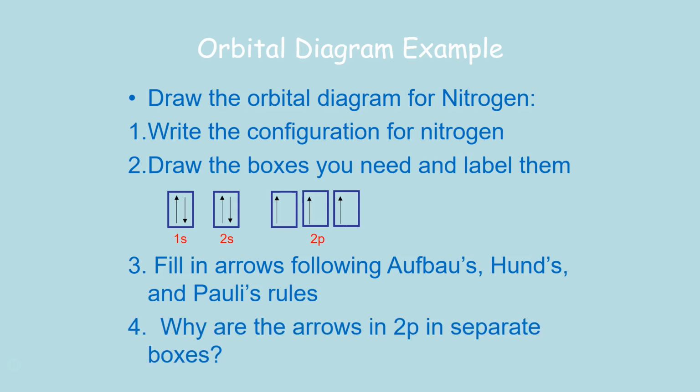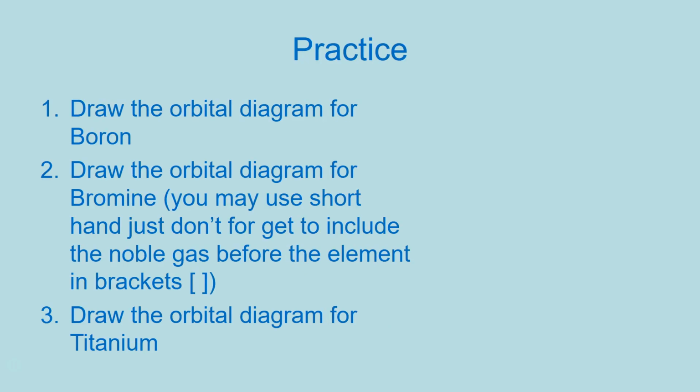Why are there arrows in 2p in separate boxes? It's because of Hund's rule. We're saying that they want to maximize parallel spin. These are all parallel to each other. So we fill up all one direction of arrow before going back through and putting in the other one. Got that? I hope so, because now it's time to practice.